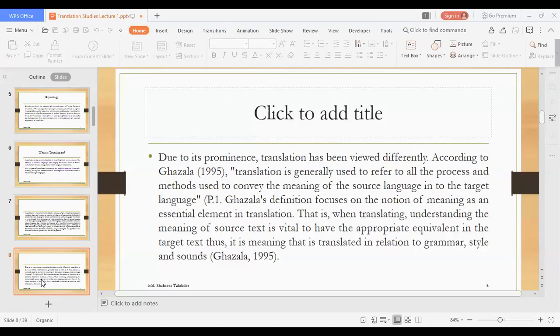And also the sounds, especially when we consider poetry. Okay? Because sounds come in poetry, right? And also in music. So if you want to translate a poem from a particular language to another language, then you must take care of this, because sound is very important. You will find that some sounds are available in English, but you will not find those sounds in Bangla. For example, buzzing sound, buzz.